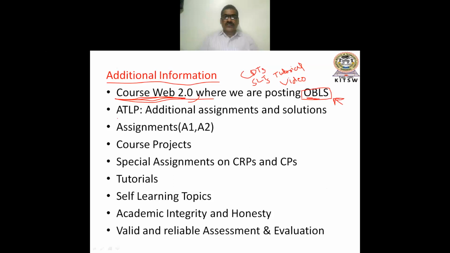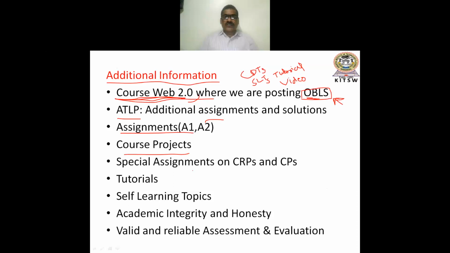Additional assignments and solutions are provided here in terms of tutorials, and there are main assignments A1 and A2. A1 is based on the first two units, A2 is based on the third and fourth units, and course projects are uploaded in the course web. The students who are interested, please refer to these course projects and select one, and complete it by submitting the course project requisition form, which is available in the course web, to the corresponding course faculty.